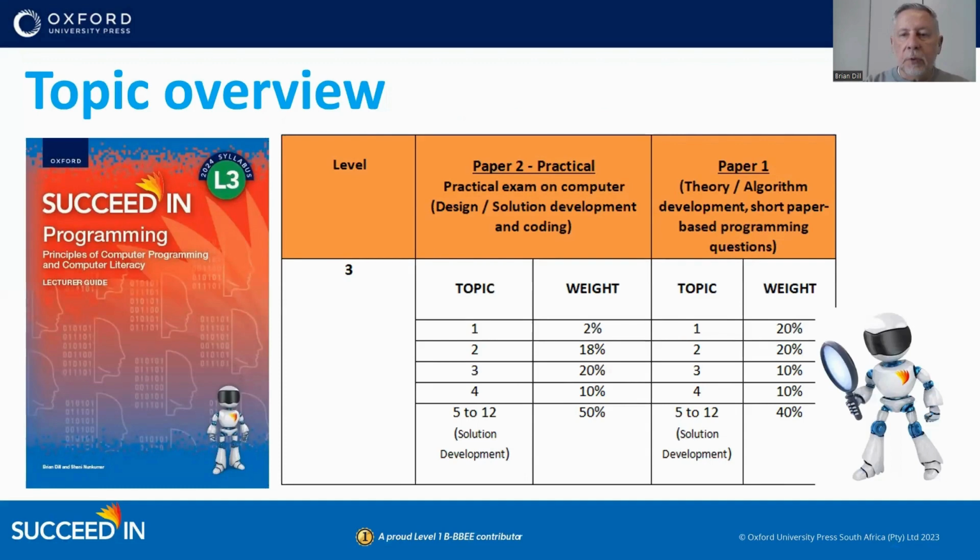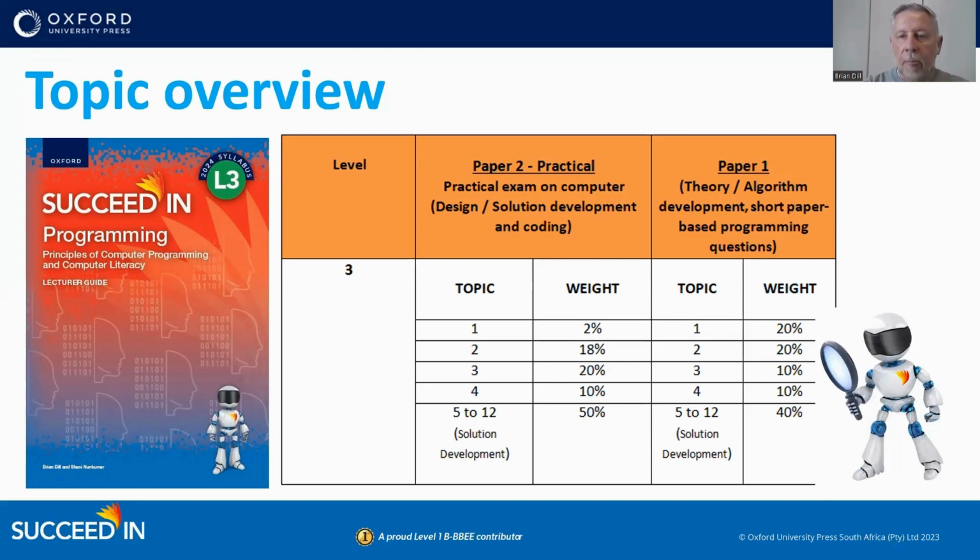In terms of the assessments, as with level 2, there's a practical paper and a theory paper, and all of the 12 topics presented in the course are part of each of these papers, but in different weightings, as can be seen on this slide.